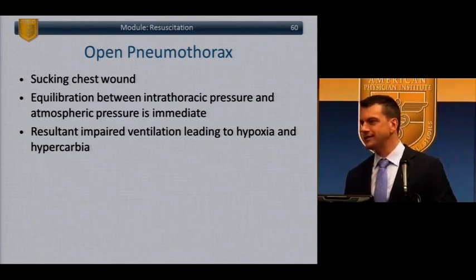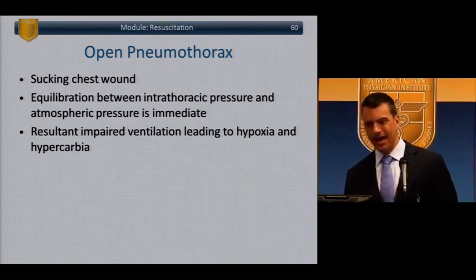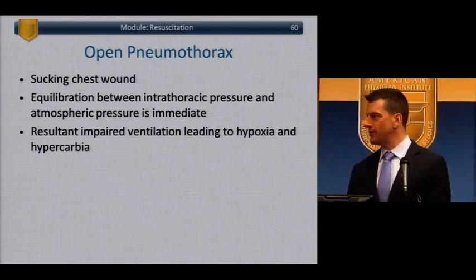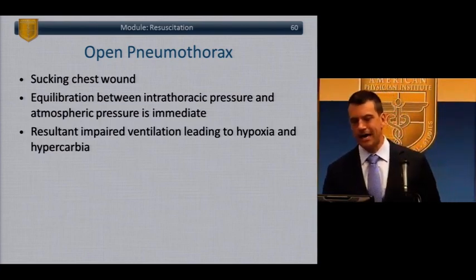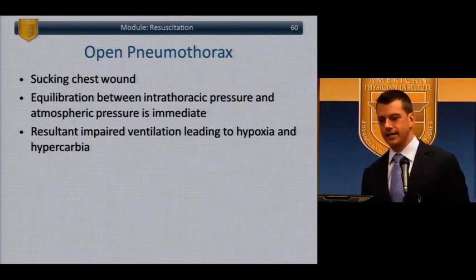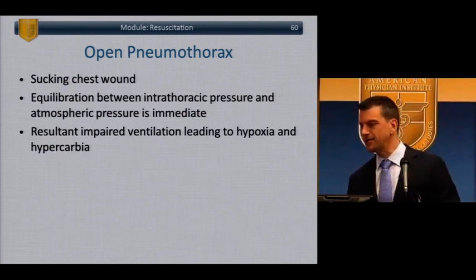Open pneumothorax, this is the sucking chest wound. This is complete equilibration of pressures between the outside world and the intrathoracic space. This leads to severely impaired ventilation because you just can't maintain the bellows mechanism. That lung is out of commission because you can't maintain any sort of pressure to get it to expand. So you get hypoxia and hypercarbia.